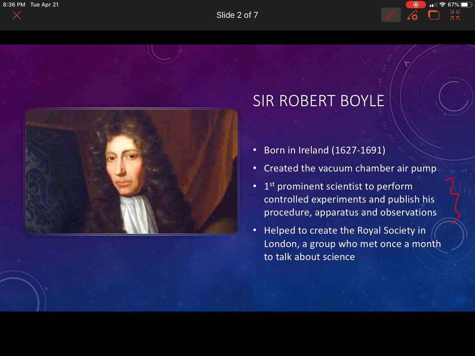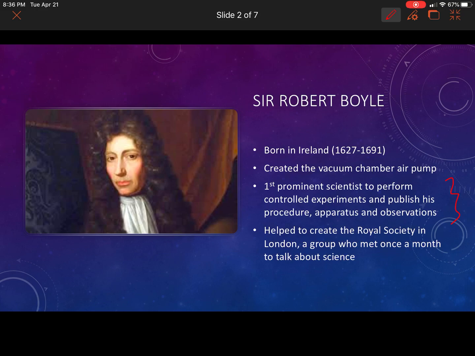But I find it really interesting because prior to this, no one really talked about how they did something or what apparatus they used, what their observations were. So when he started to do this, this allowed people to recreate his experiments. It's sort of the nature of science, how you're sharing resources, sharing information. So it's an interesting step for science here.